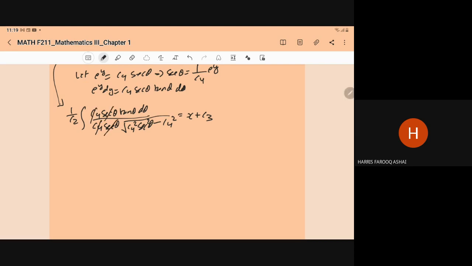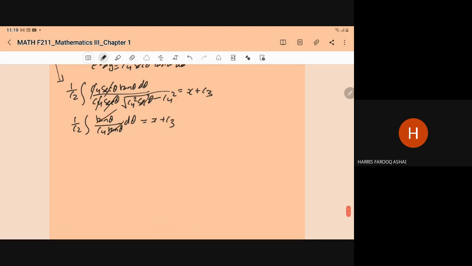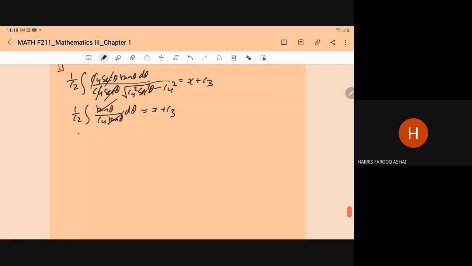So from here what you will get, the c4 is cancelled out, sec theta and sec theta is cancelled out, and we have 1 upon c2 integral tan theta upon c4 tan theta d theta is equal to x plus c3. So you can say tan theta also cancels out. So we can write 1 upon c5, c2 into c4 as c5, and here we have the integral d theta equal to x plus c3. So 1 upon c5 theta is equal to x plus c3.